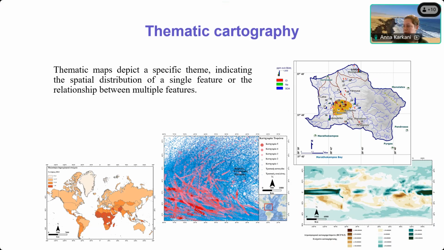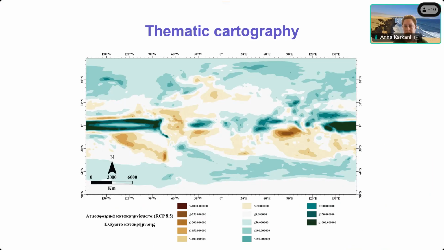So here you can see different maps in this slide, but we will also see some examples in the next slides. So thematic maps can be very, very different in terms of the subject that they represent. Usually they are small scale, meaning that they show a larger area, because usually what we try to show is the distribution of a specific theme. So we usually show a larger area when we want to show something.